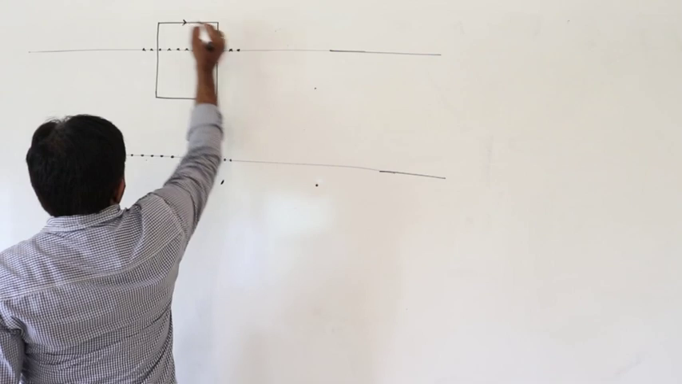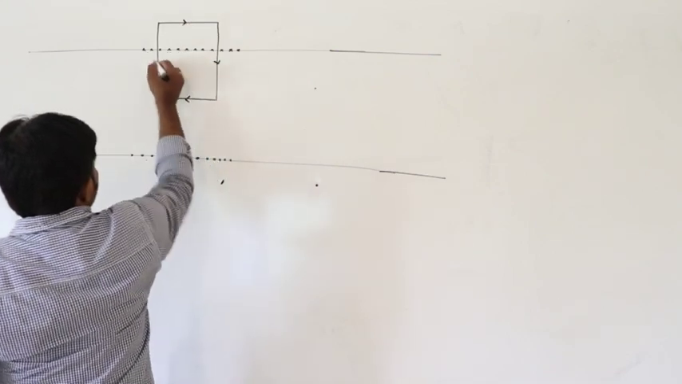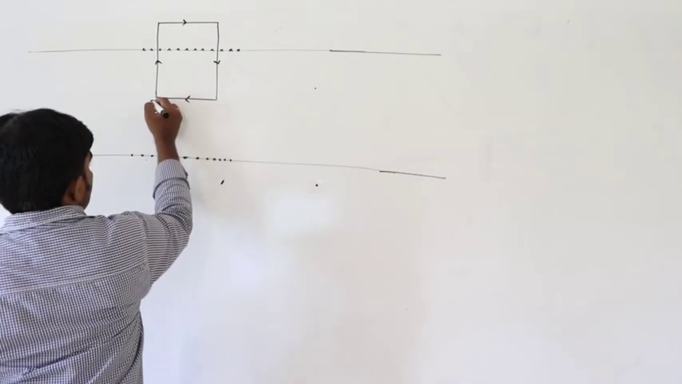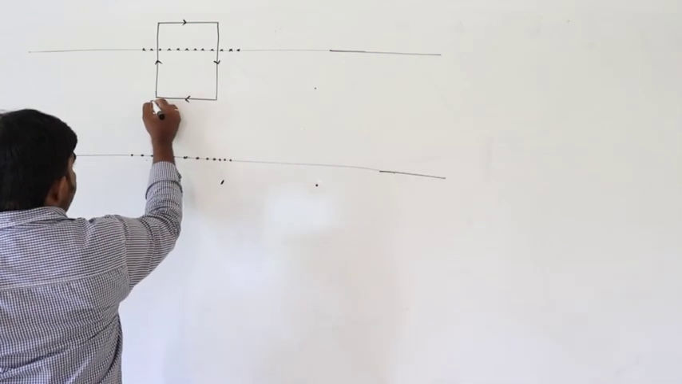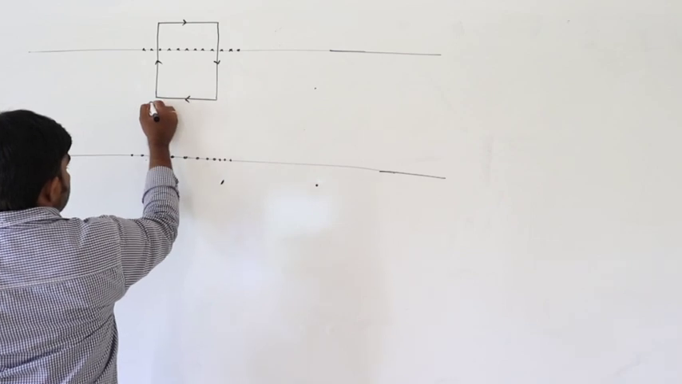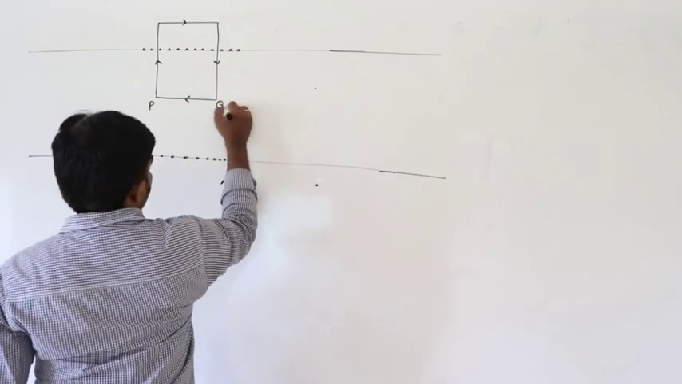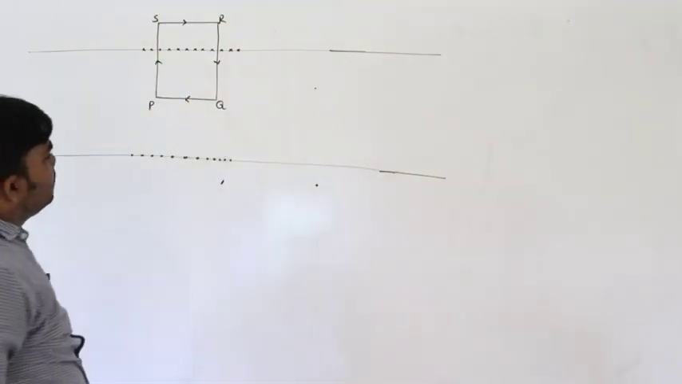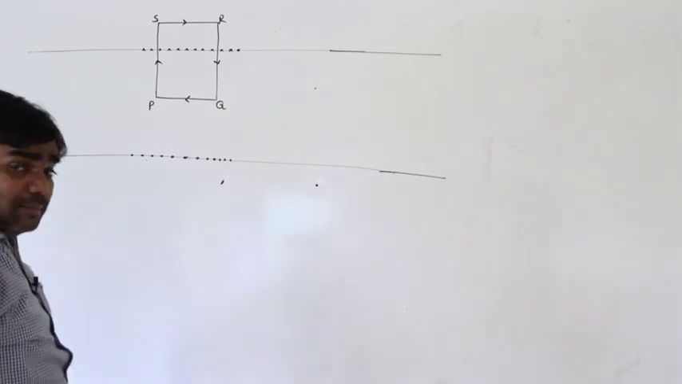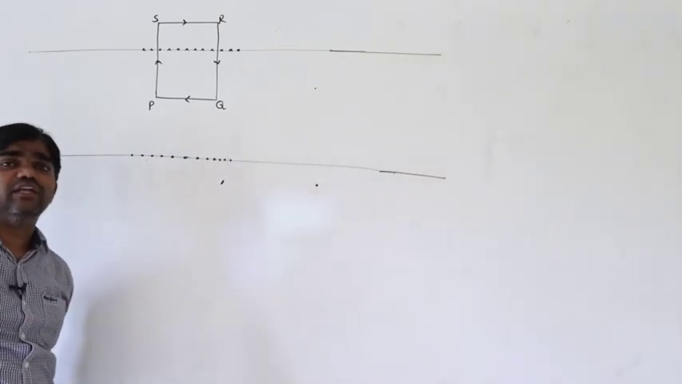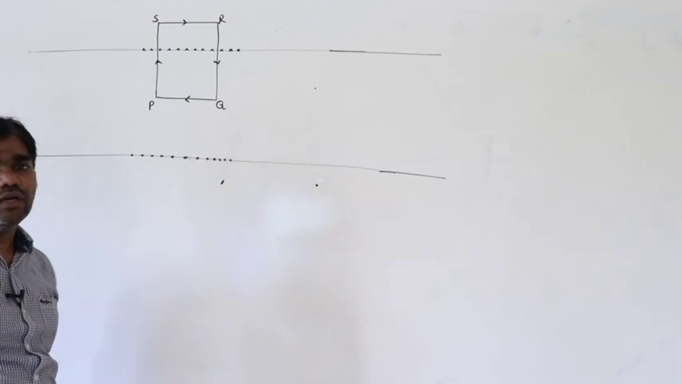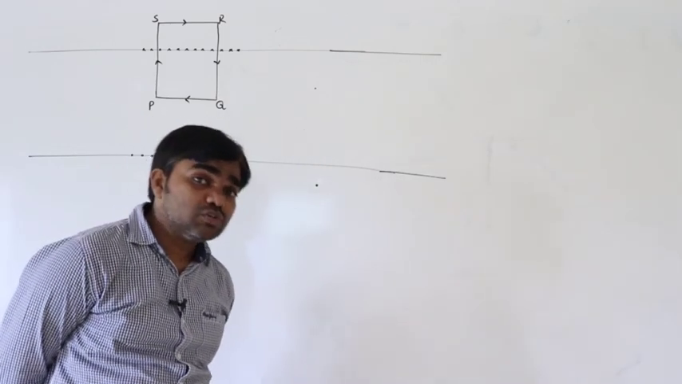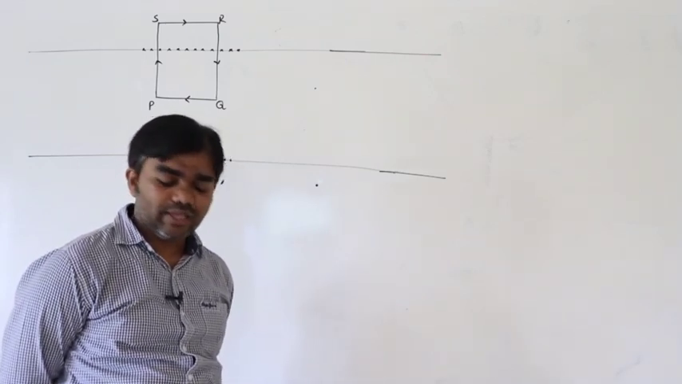So, let us say this is the direction of the current, and it passes through this. Let us say the loop is PQRS. But what is the direction of the magnetic field inside the solenoid? Inside the solenoid the magnetic field exists, but outside the solenoid the magnetic field does not exist.